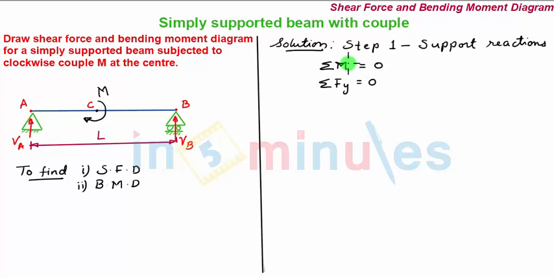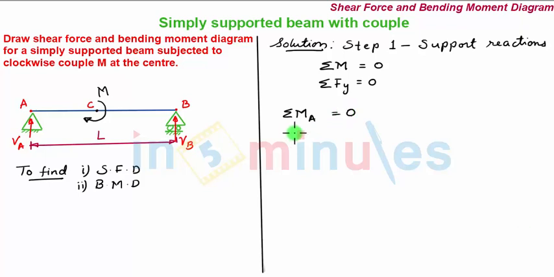We can apply these two equations at any point in the beam to find these two reactions. Since we have only two unknowns and two static equilibrium equations, this is a statically determinate problem. Now let's apply the first static equilibrium equation at point A. So the summation of moments at point A is equal to 0.